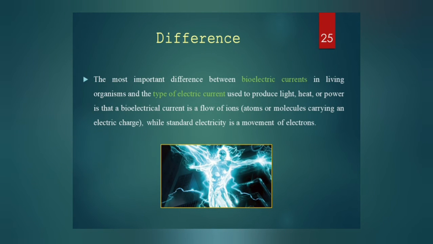Now here's the difference between bioelectric current in living organisms and the type of current used to produce light, heat, power, etc. The most important difference is that the bioelectric current is a flow of ions, that is, atoms or molecules carrying an electric charge, while standard electricity is a movement of electrons.